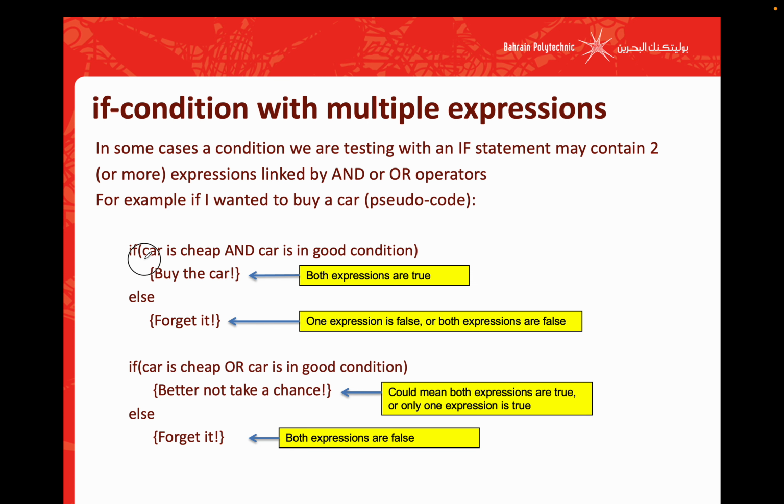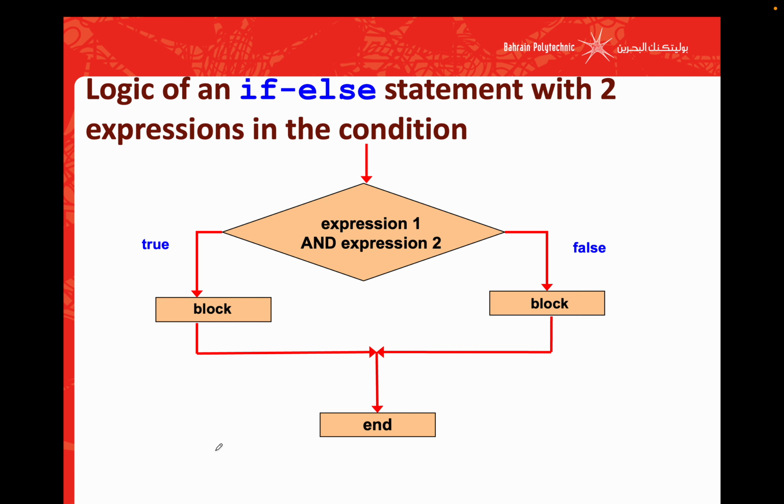So for example, if car is cheap and car is in good condition, then you buy the car. Otherwise, forget it. But if car is cheap or the car is in good condition, better not take a chance, which is buy the car, and then forget it, or otherwise forget it. And this is pseudocode. You don't actually write it like this. This is just for you to explain. Okay, again, we've seen this.